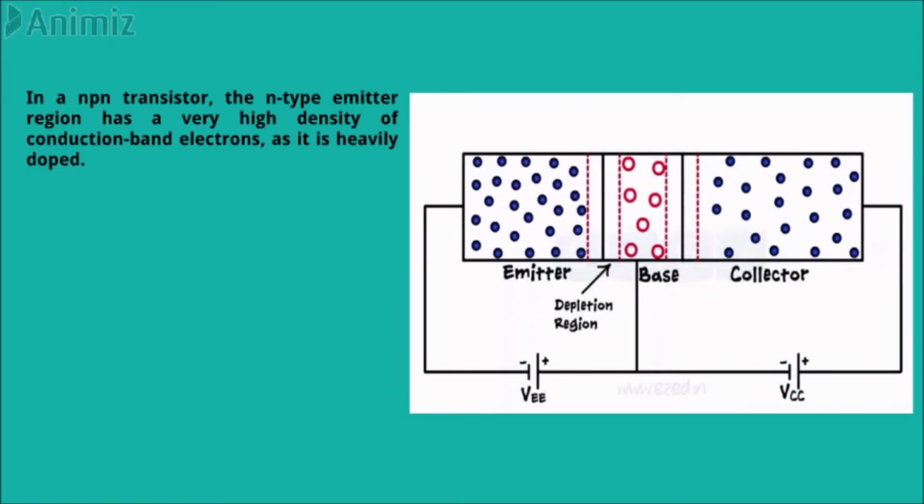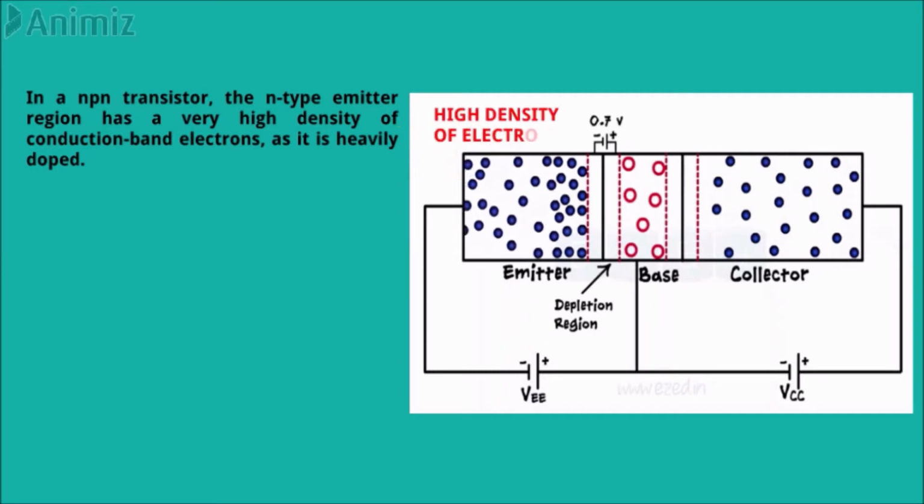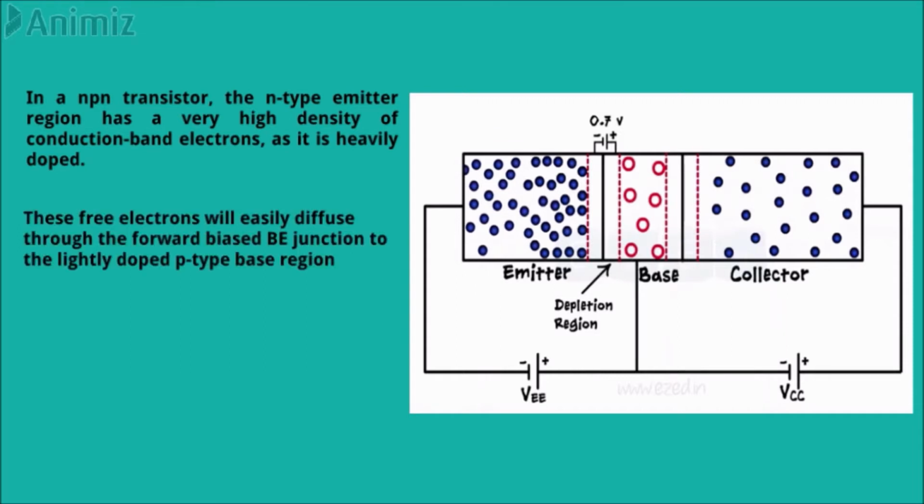In an NPN transistor, the n-type emitter region has a very high density of conduction band electrons, as it is heavily doped. These free electrons will easily diffuse through the forward biased BE junction to the lightly doped p-type base region.